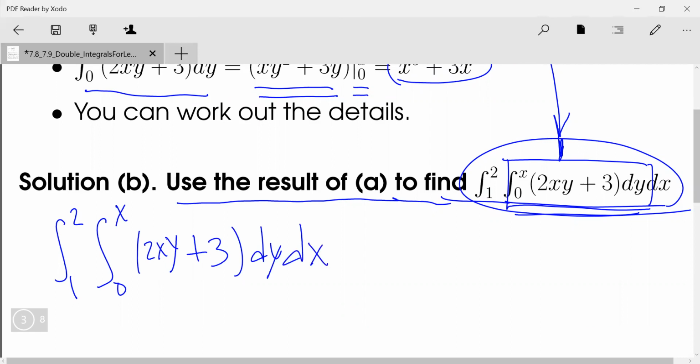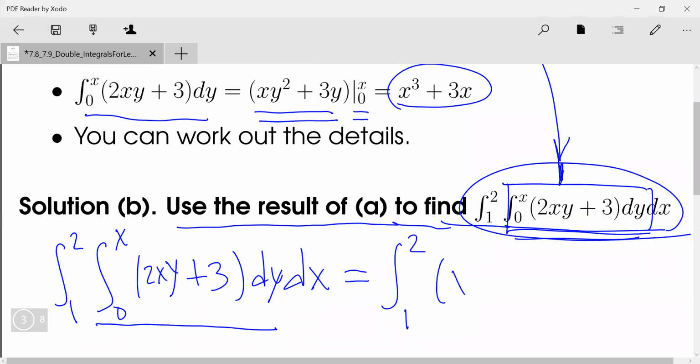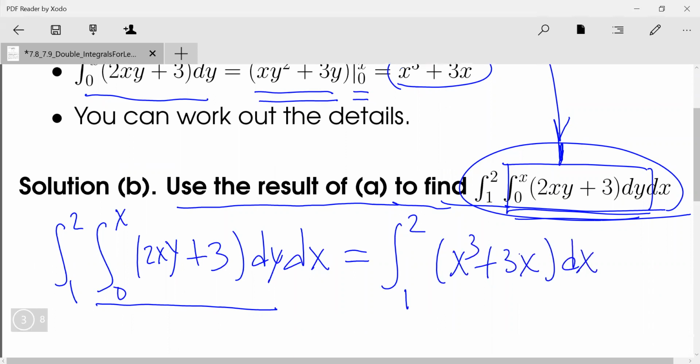So this is already worked out. So just replace the inside integral by x cubed plus 3x dx, right? So now we get an integral from calculus 1.